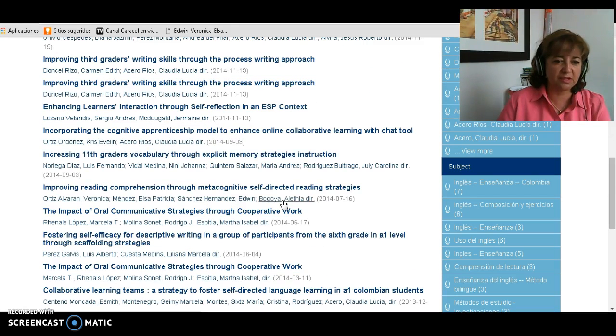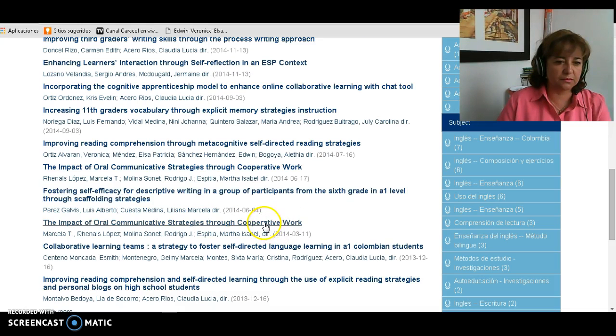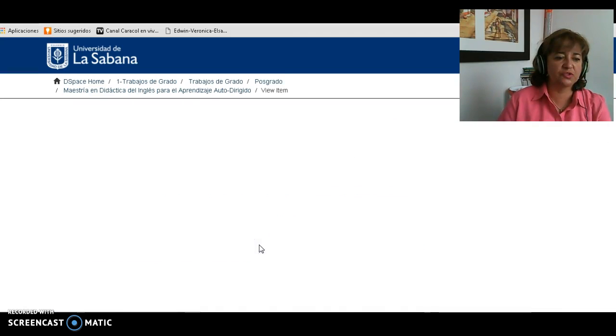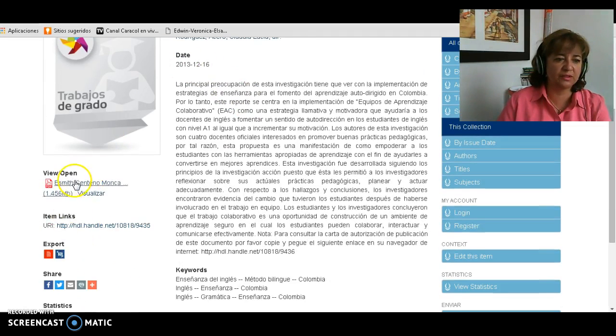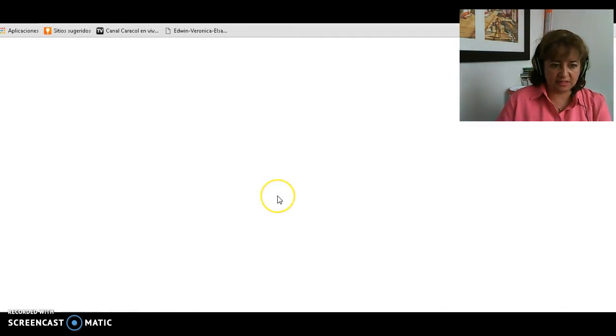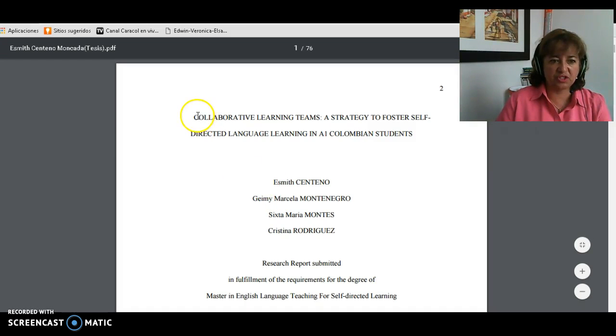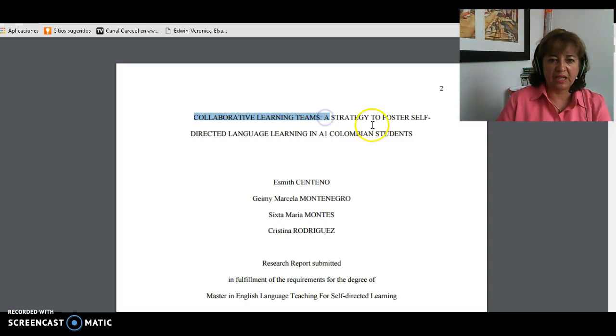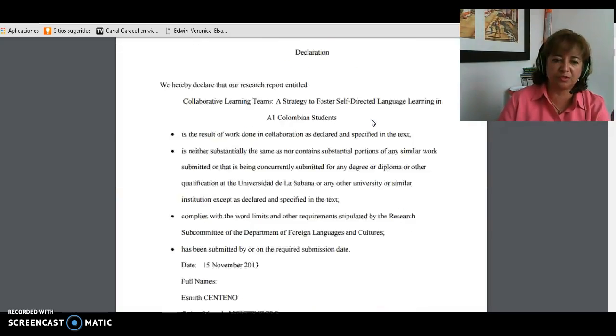Okay, let me see, for example. Okay, let's choose this one, one of my favorite ones. These students, for example, just used a strategy that was collaborative learning teams, and they didn't pay attention to reading, to writing, to speaking. They only wanted to concentrate on how to help the students to become more autonomous.